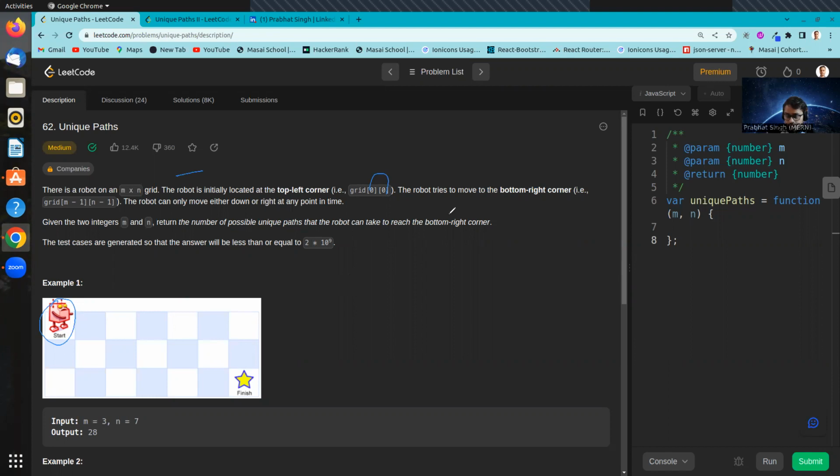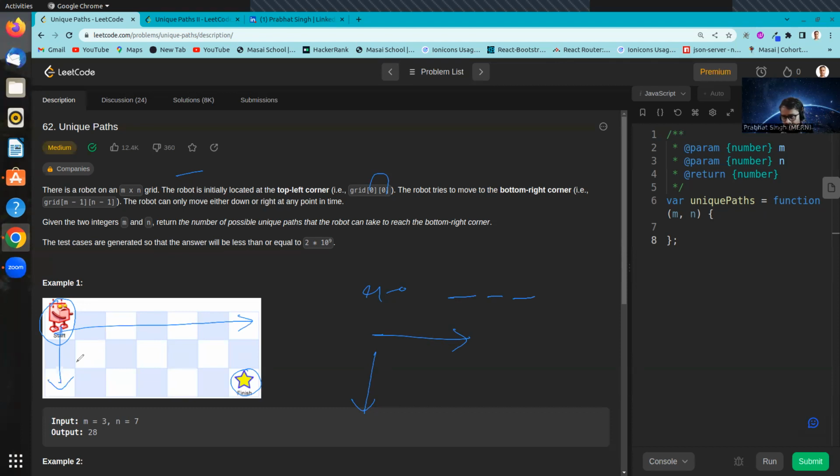Now the next line is very important, please read it carefully. The robot tries to move to the bottom right corner, that is m minus 1 and n minus 1, meaning row minus 1 and column minus 1. So our last cell of that matrix. The robot can move only either down or right. Note this point. Also there is no condition that it moves only one step, two steps, or three steps.